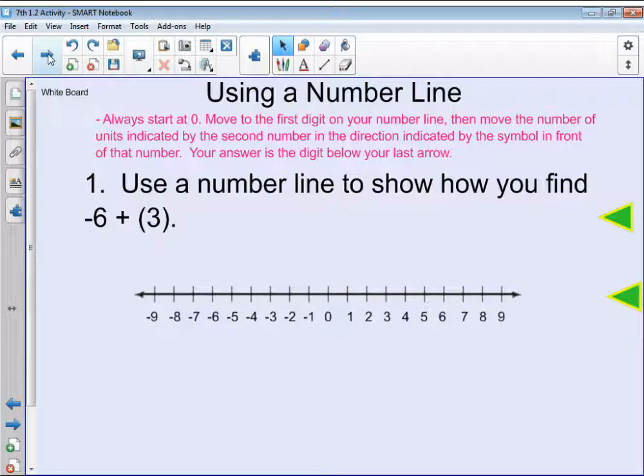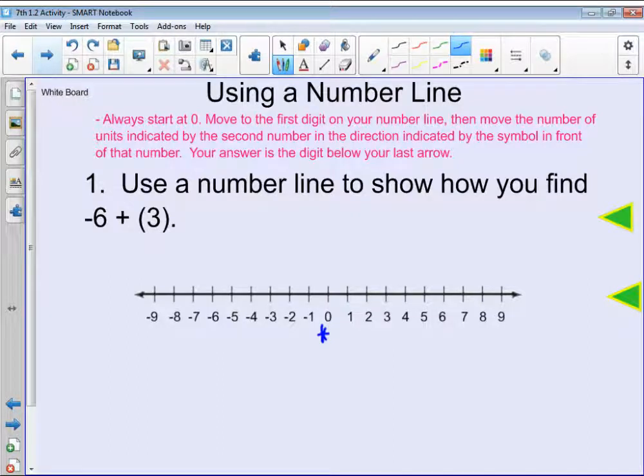So when using a number line, you're always going to start at 0. So no matter what the numbers are, we're always going to start at 0. We're going to move the first digit on our number line and then move the number of units indicated by the second number in the direction indicated by the symbol in front of that number. Your answer is the digit below your last arrow. Okay, that was a lot of wording, so it's just much easier for me to go through and show you.